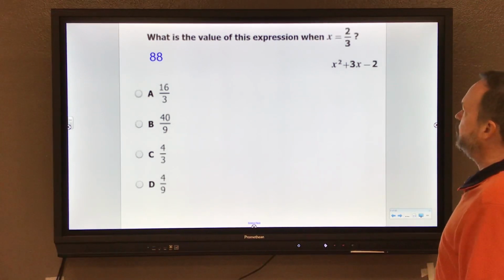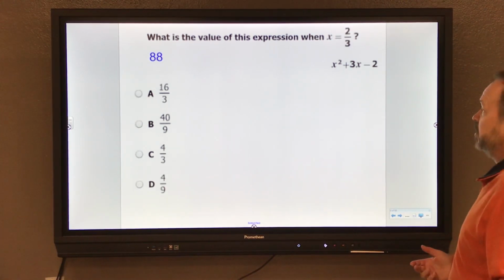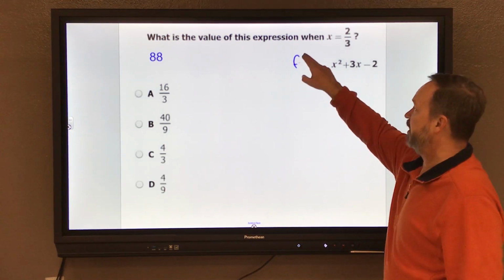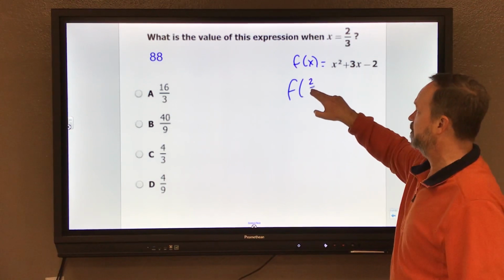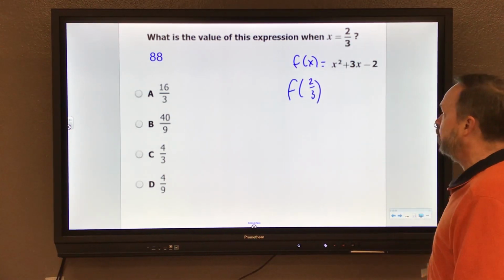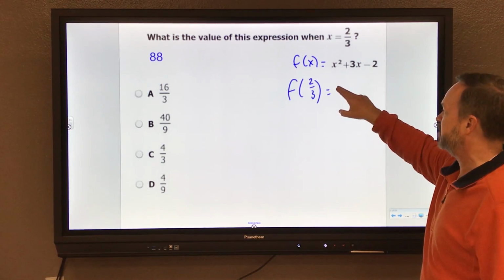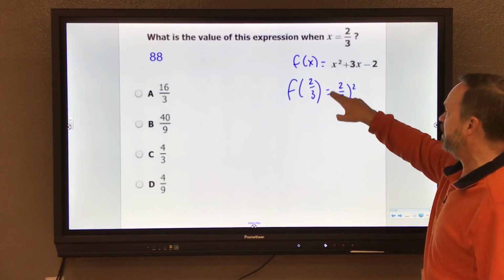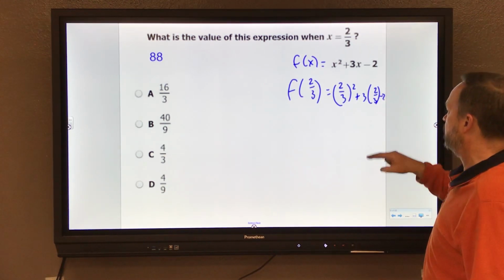What is the value of this expression when x is 2/3? What they really want us to do is, if this is f of x, this function, they want us to find f of 2/3. In other words, everywhere you see an x, you put in a 2/3, which is kind of tough because it's 2/3 squared plus 3 times 2/3 minus 2.